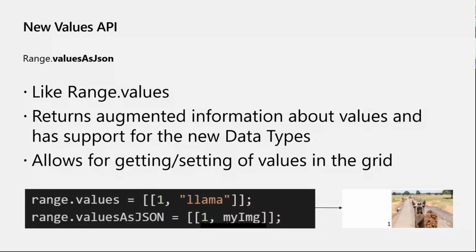So in this example on the bottom, you can see if before I was writing something that had one and then the term llama because I couldn't actually put an image of a llama in the cell, well, now I can do that, or I could add my own structure too if I wanted. And really, this allows you to get and set values within the grid, just like range.values always has.